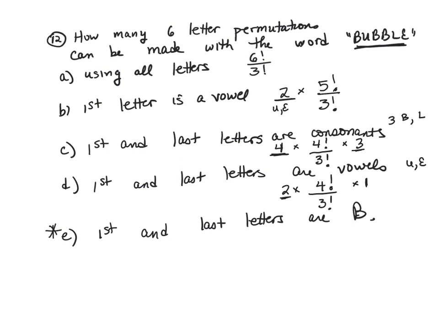Okay, so I will leave part E for extra credit. How many 6-letter permutations can be made if the first and last letters have to be B?